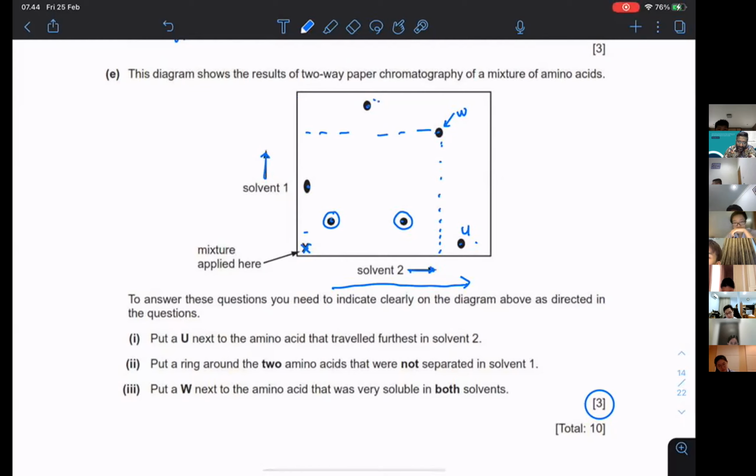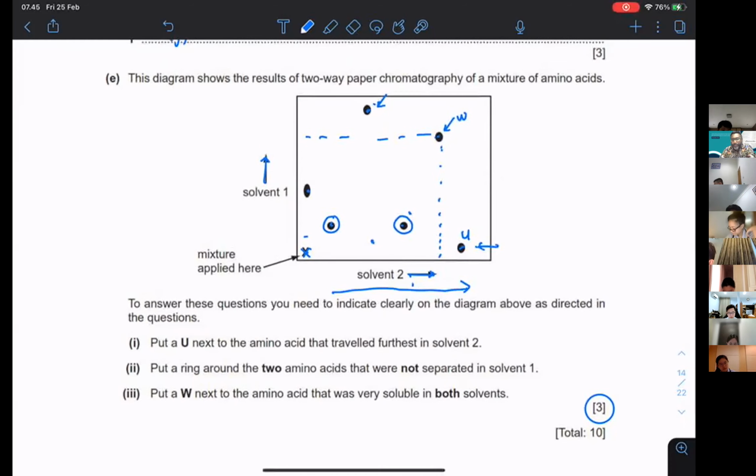Why not this one? This one is just soluble in solvent 1, but not very soluble in solvent 2. They are still here. The one circled over here is more soluble. Another question the student may ask: why not U? U is soluble in solvent 2, but not so soluble in solvent 1. In solvent 1, they just stay there. So that is going to be the answer for this.